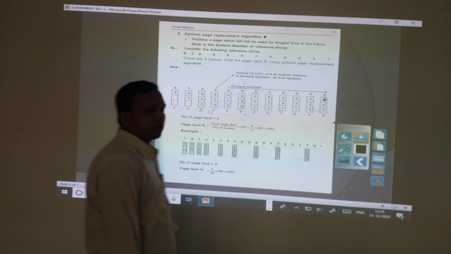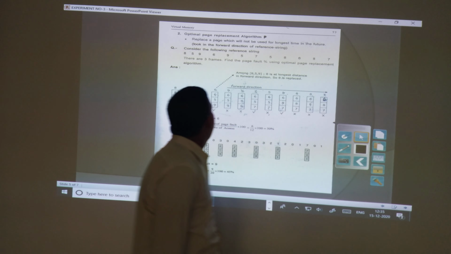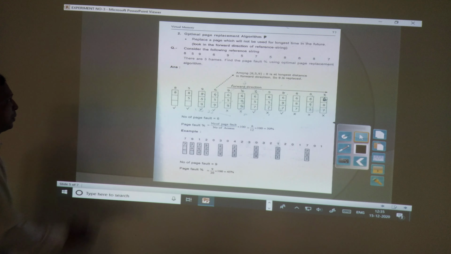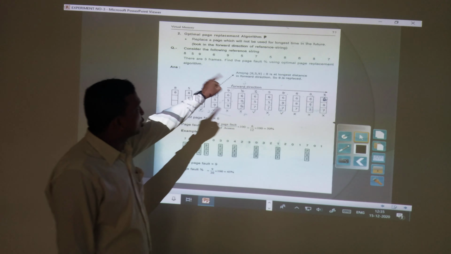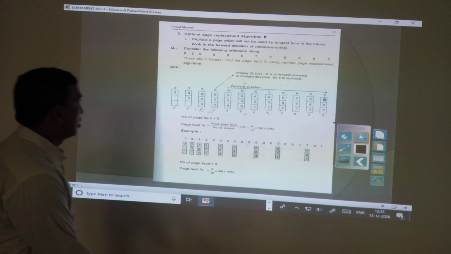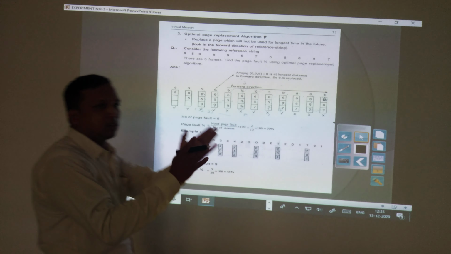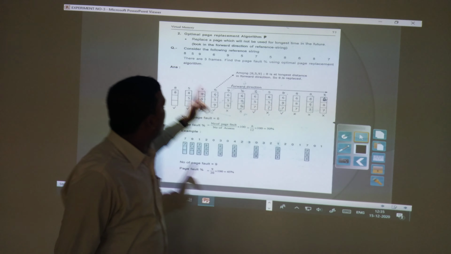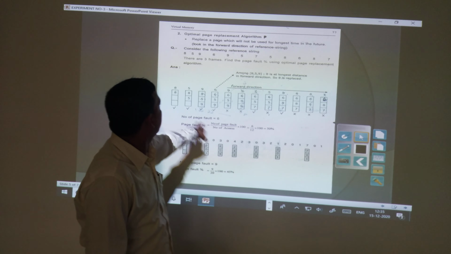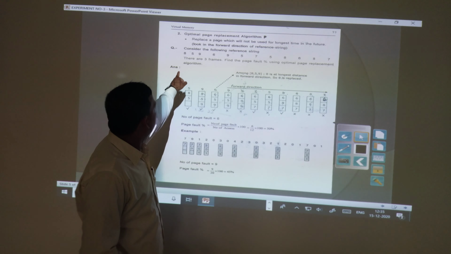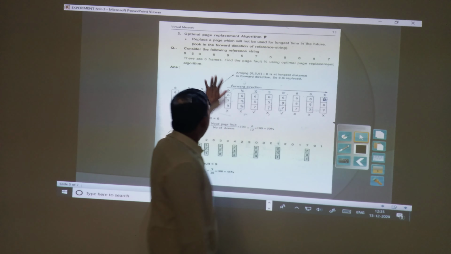Now the next one is the optimal page replacement algorithm. Optimal page replacement algorithm replaces a page which will not be used for the longest time in the future, and it should be in the forward direction. Consider the string 8 5 9 6 9 5 7 5 8 6 8. There are 3 frames.